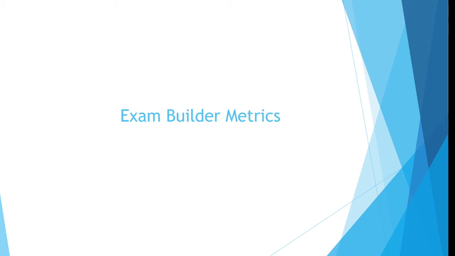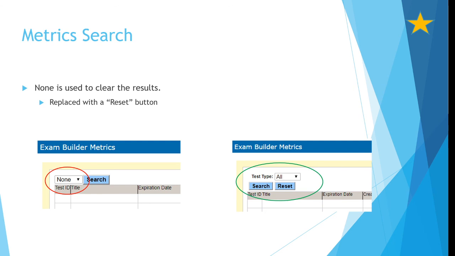All right, on to Exam Builder metrics. So the Exam Builder metrics once again had a none button to clear the table. So I removed the none button and fixed the caching issues. I put a reset button on if they really wanted to clear that table out while they were still on the page, but if they navigated to another page and came back, they would get a new search starting over again.